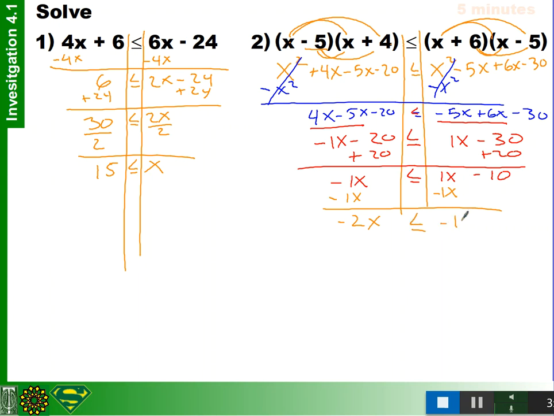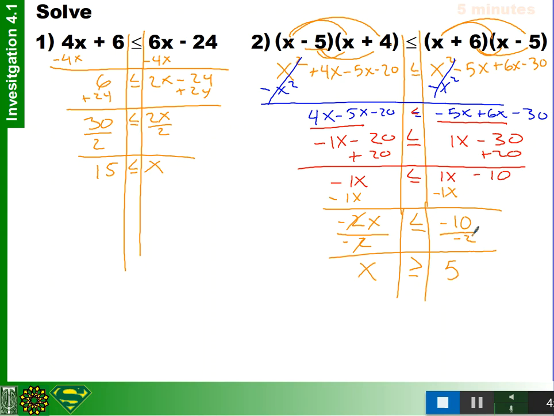Now, notice how we have a negative x. And earlier in this explanation, we talked about how we do everything the same as we normally do, except if you multiply or divide by a negative, you have to switch the sign. The alligator wants to eat the other side, right? So let's divide by negative 2, divide by negative 2. And since I divided by a negative, we are going to have to flip the sign. And we'll end up with x is greater than or equal to 5, because negative divided by negative is a positive, 10 divided by 2 is 5.